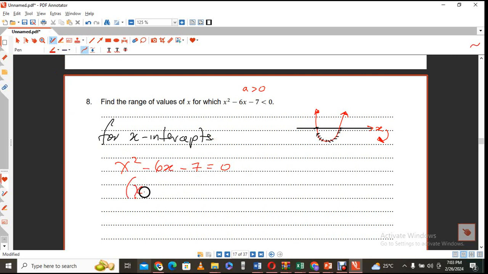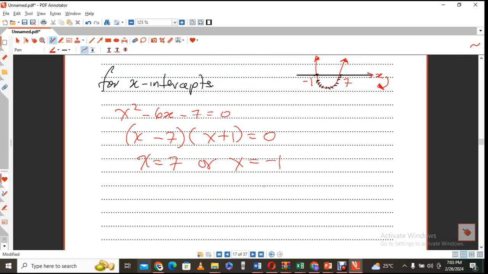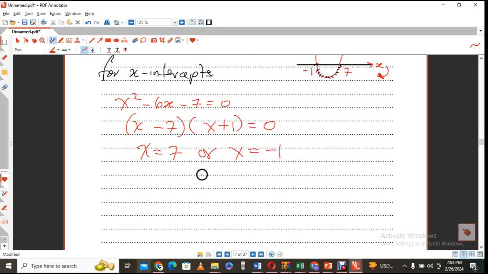Of course, this factorizes: (x − 7)(x + 1) = 0. You should be able to find that. So x equals 7, or x equals negative 1. So the critical values are negative 1 and positive 7. So our answer would be x is then going to be between negative 1 and 7.